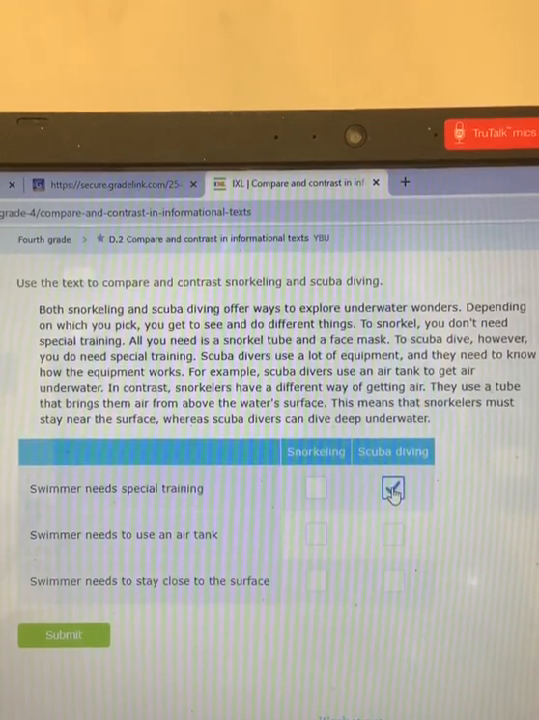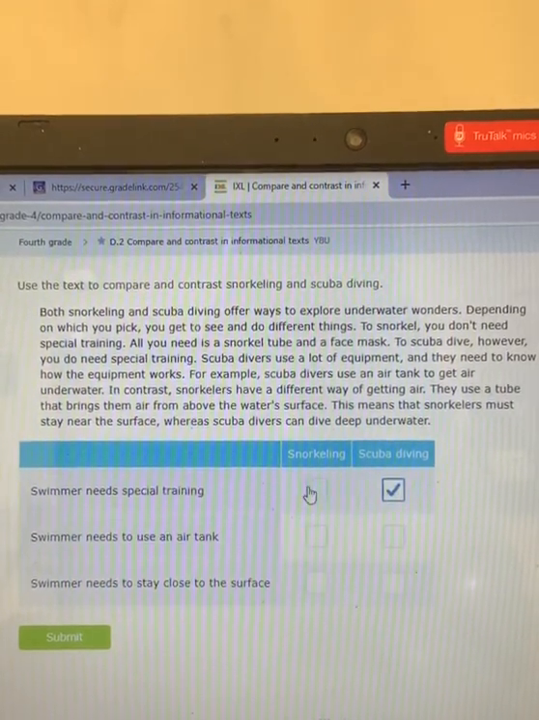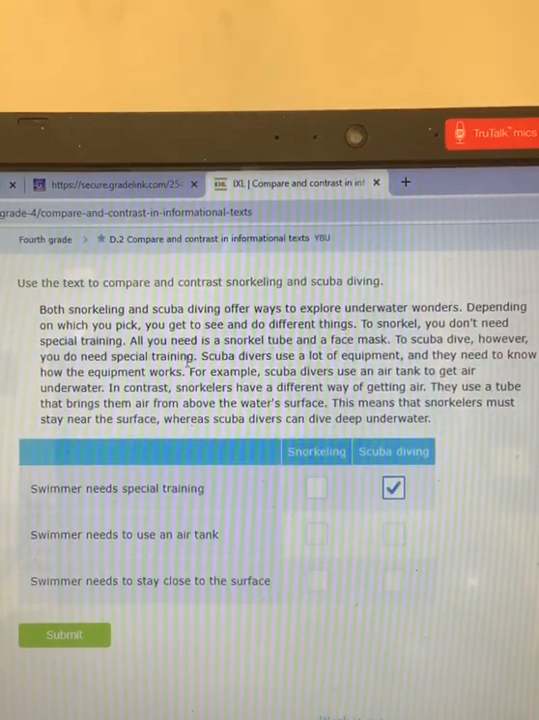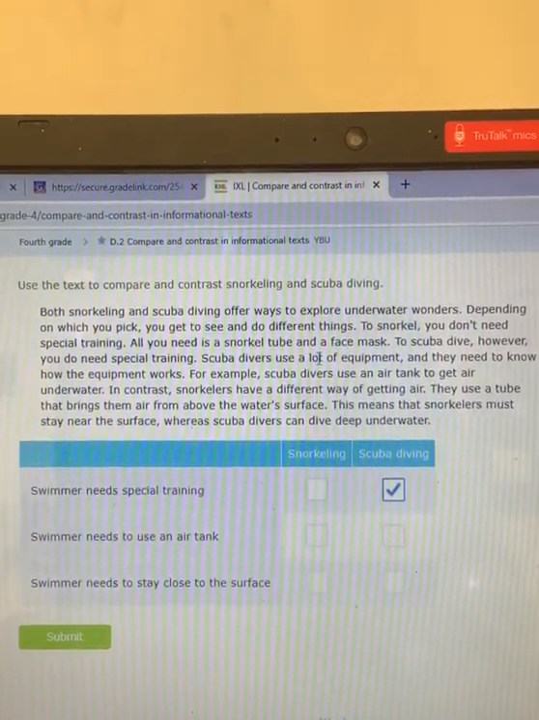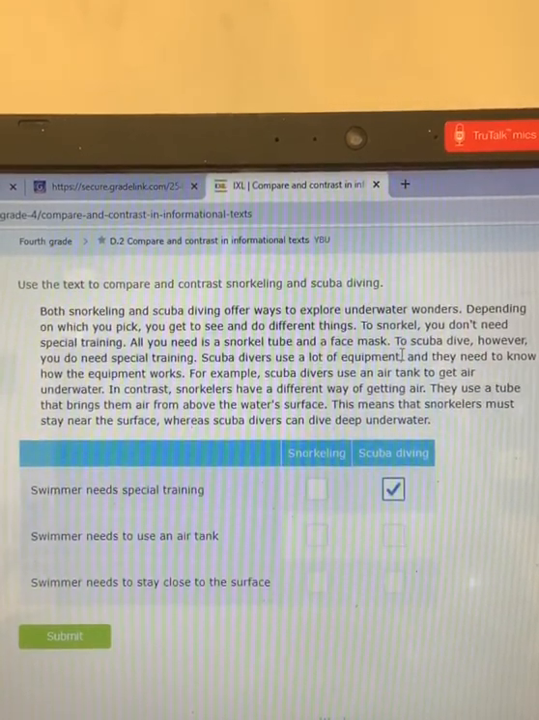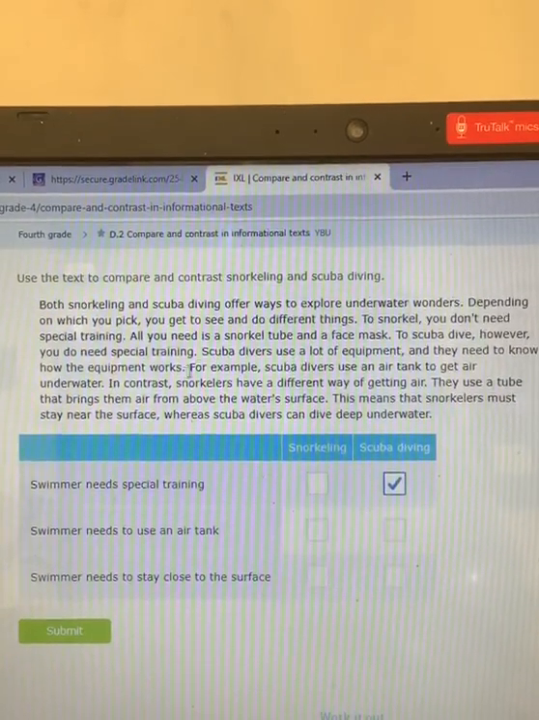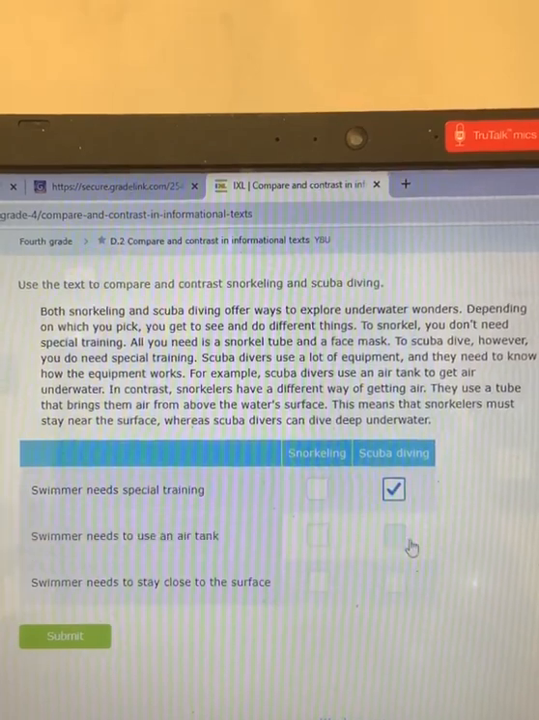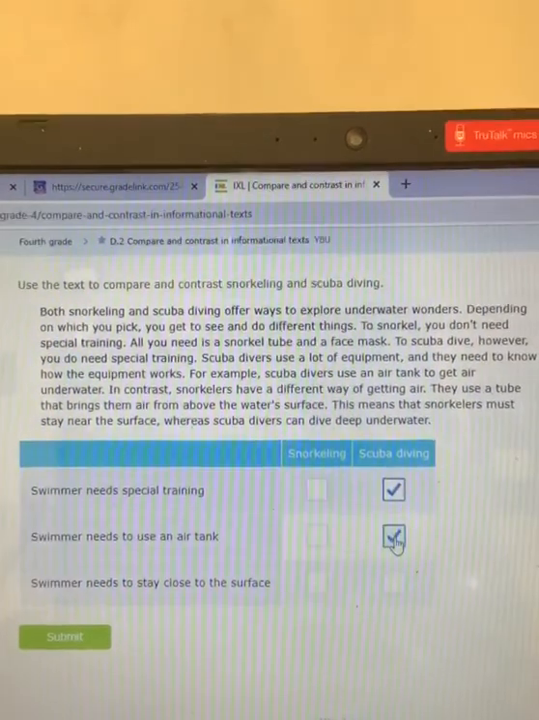The swimmer needs to use an air tank. All you need to snorkel is a snorkel tube and a face mask. Nothing about an air tank. Scuba divers use an air tank. So we would mark scuba divers again.